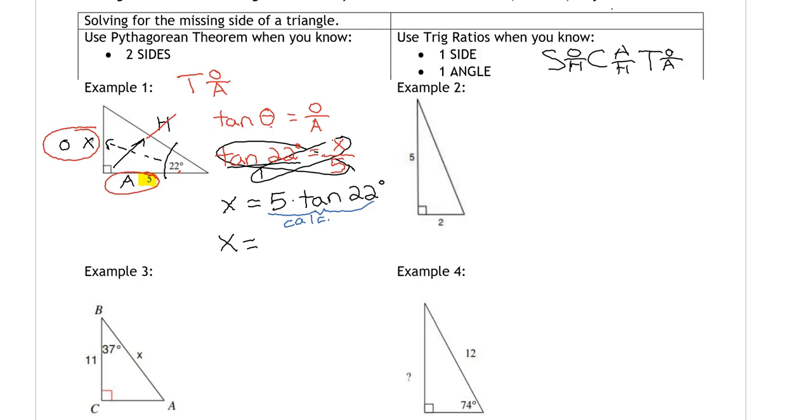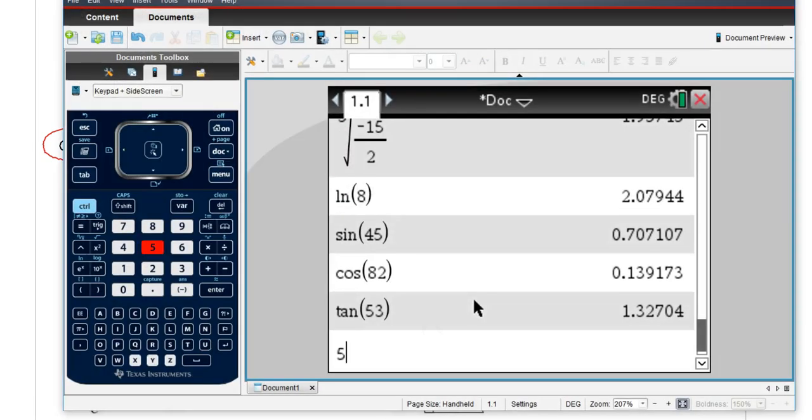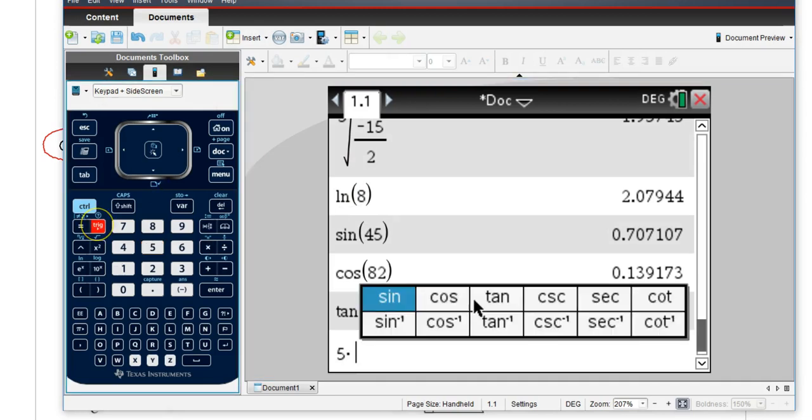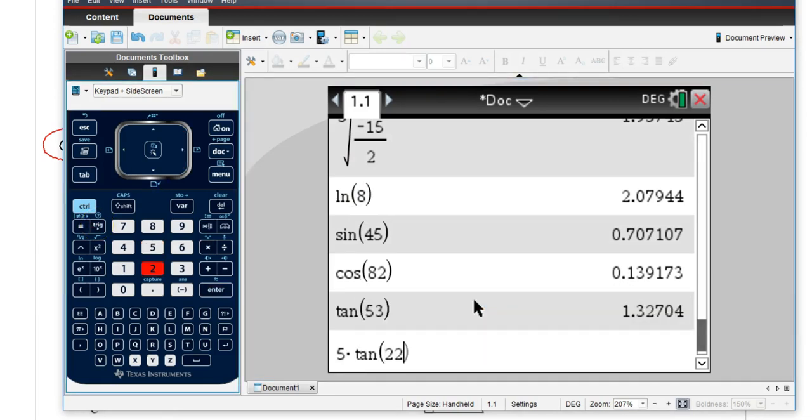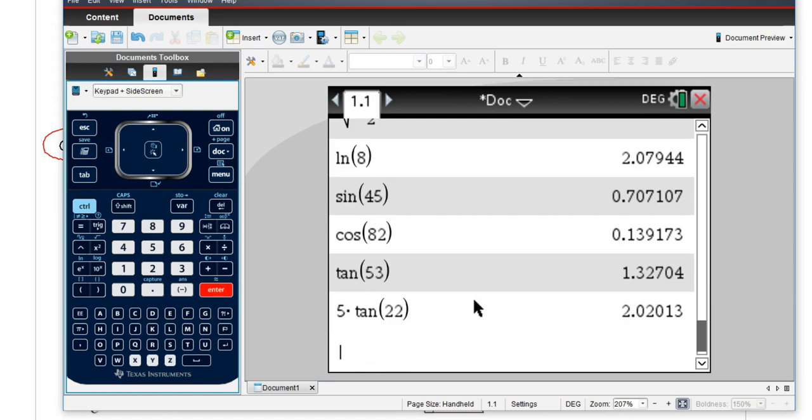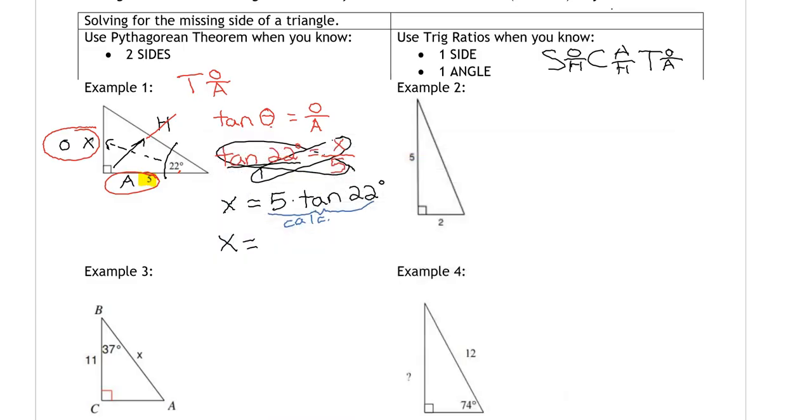Okay, so I'm just putting that in my calculator. 5 times the tangent of 22 degrees. So I have 5 times my trig ratios, tangent of 22, and I get about 2. We'll round to a nice number. So that missing side length is 2.